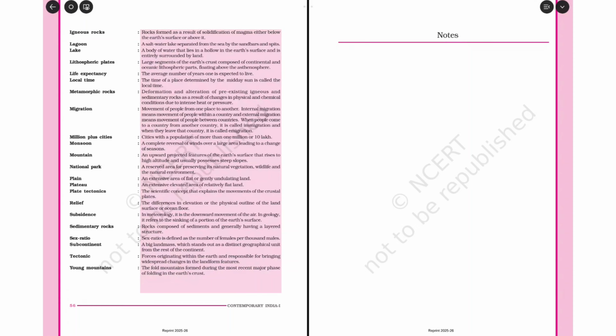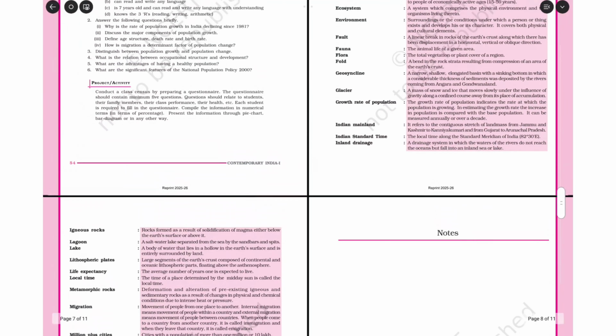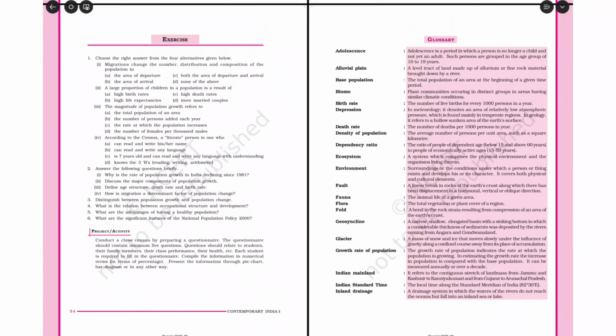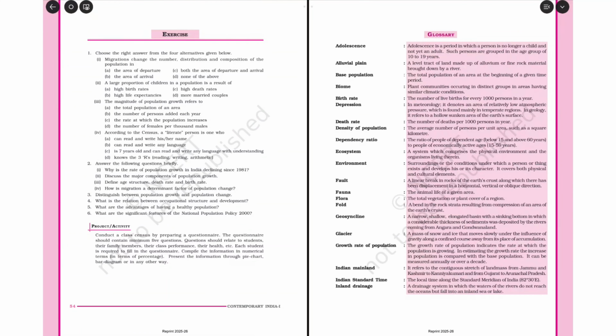Okay, let's hear the environmental terms. Ecosystem: a system which comprises the physical environment and the organisms living therein. Environment: surroundings or the conditions under which a person or thing exists and develops his or its character. It covers both physical and cultural elements. Fauna: the animal life of a given area. Flora: the total vegetation or plant cover of a region.